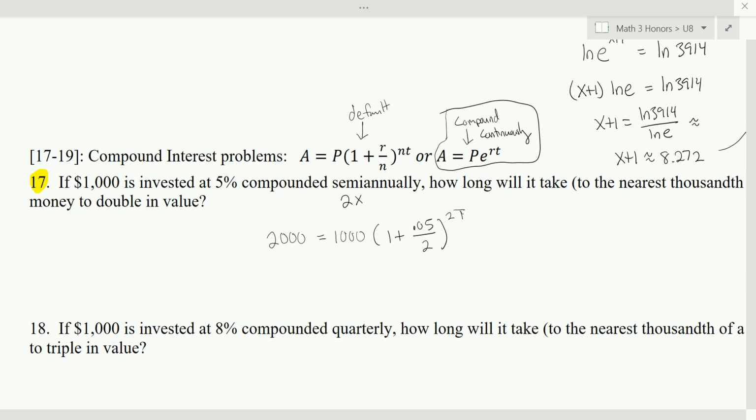What do you think the first step is? Divide by 1,000. So you get 2 is equal to 1.025 to the power of 2t. So I just did 0.05 divided by 2 plus 1, which is 1.025. So now it's an exponential form. You have your argument, you have your base, you have your power.